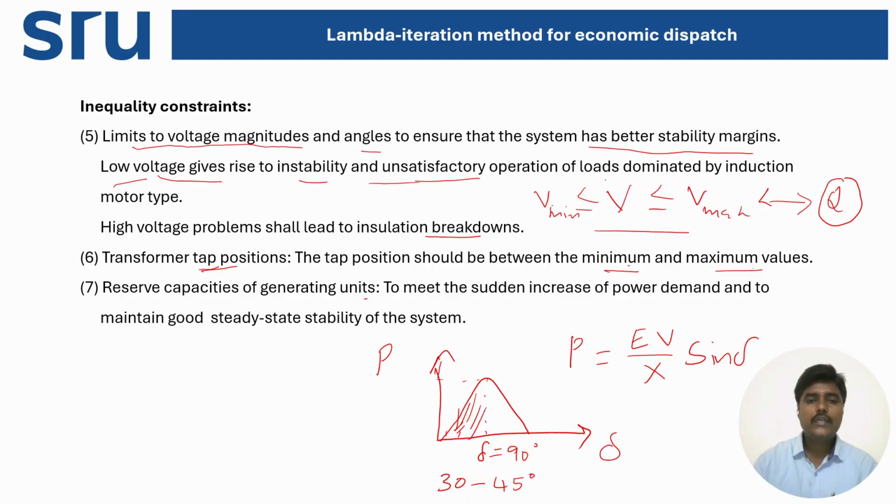To meet the sudden increase of power demand and to maintain good steady state stability of the system, definitely you need to maintain some reserve capacity because you cannot predict the load, because the load is very dynamic in nature. So whenever the load increases to a very high value, that means to a peak value, then obviously you have to increase the power generation. When the load demand is decreasing, then obviously you have to reduce the generation. So in both ways, you have to balance the power generation along with the power demand.